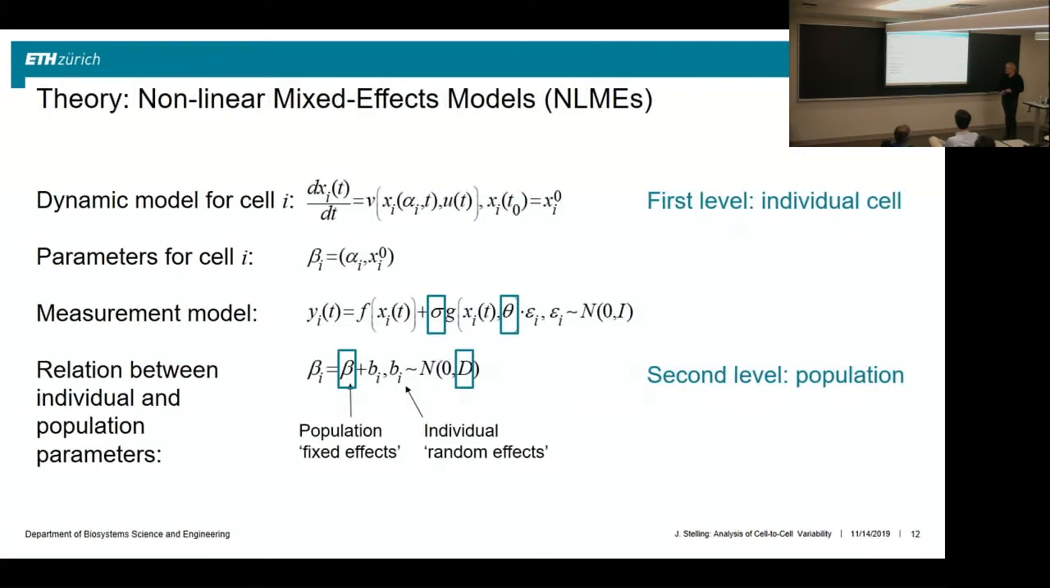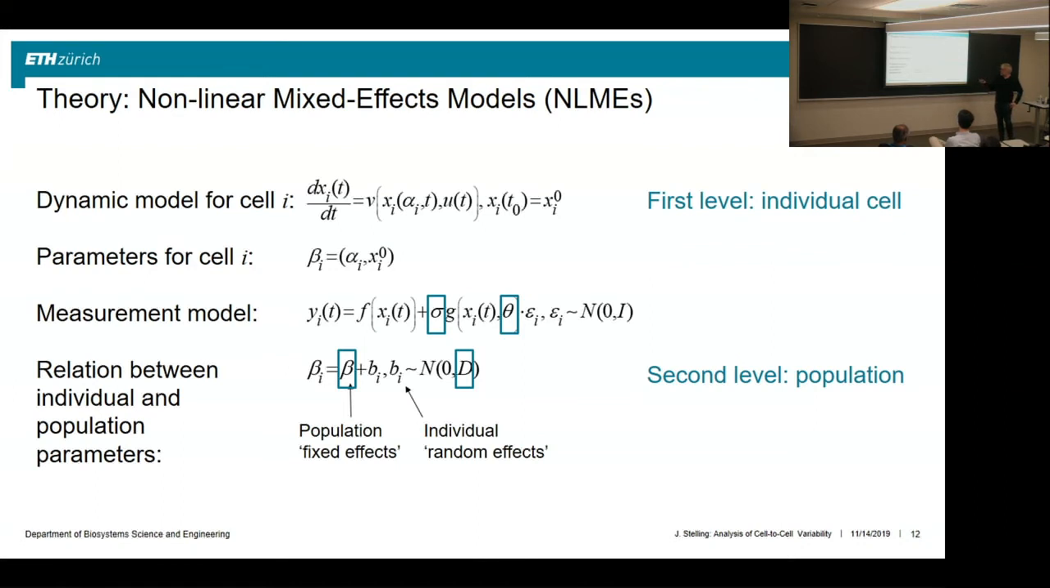So to make it a little bit more formal, this first level is essentially just a standard ODE system. The states here, x_i, mean the state vector for cell i. This depends on the state, potentially inputs, and the alpha_i are the kinetic parameters in the population. And each cell individually can also have different initial conditions. So the parameters for each individual cell are then just the kinetic parameters and the initial conditions, and we denote this by beta_i, which is the vector for each individual cell.